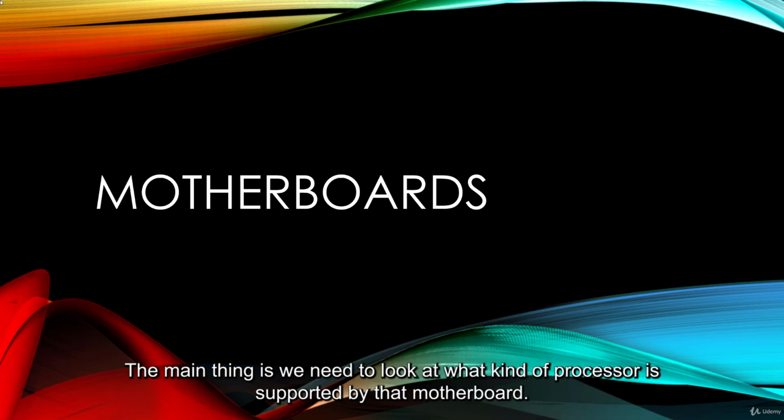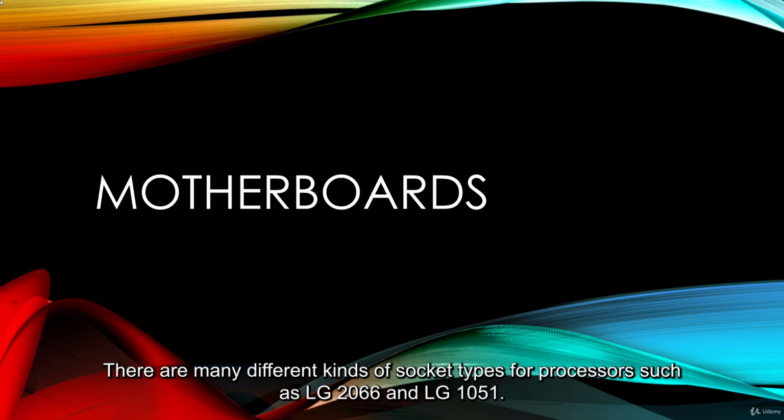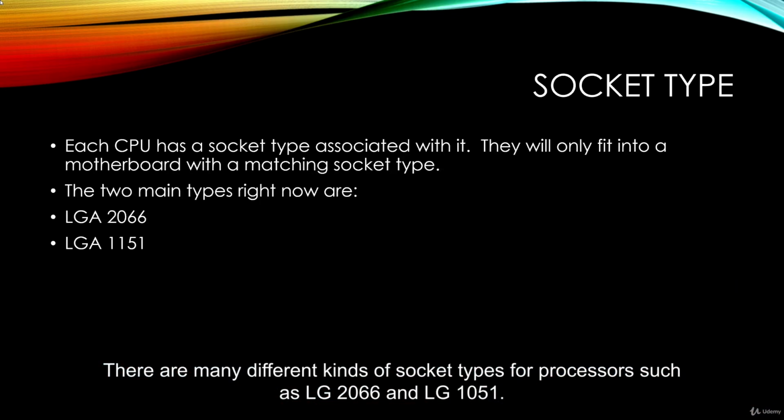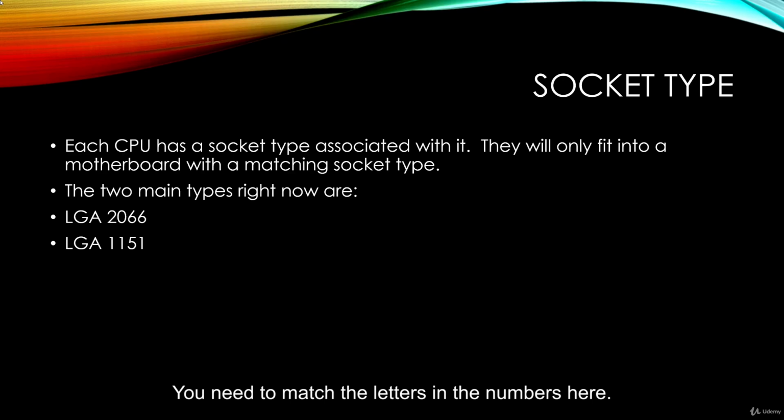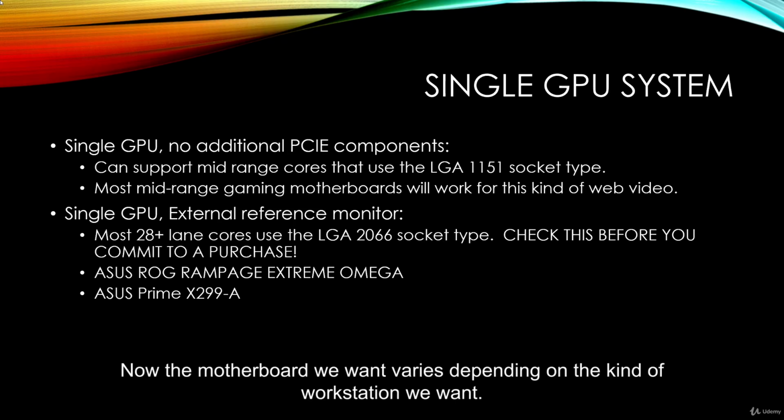The main thing is we need to look at what kind of processor is supported by that motherboard. There are many different kinds of socket types for processors, such as LGA 2066 and LGA 1151. You need to match up the socket type to the processor, otherwise the processor will not physically fit into the motherboard. You need to match the letters and the numbers here. That is very important.